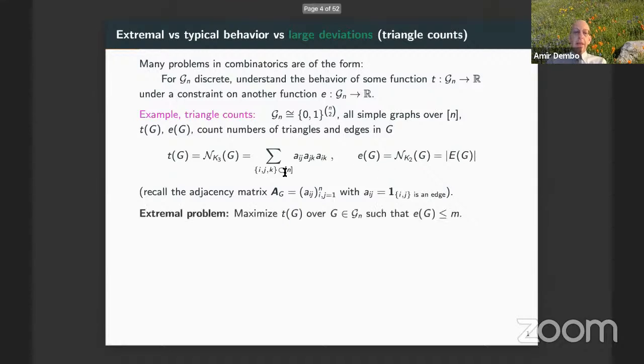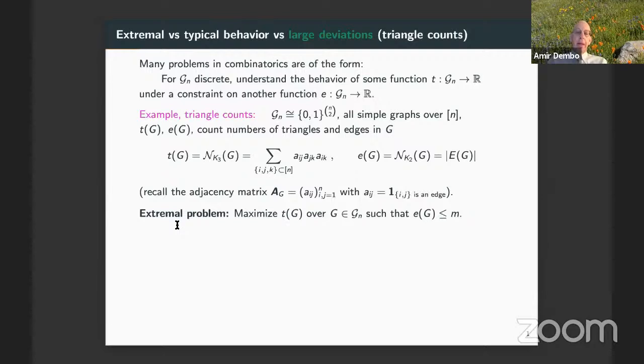We will be interested in extremal combinatorics. One may be interested in maximizing T of G, the number of triangles, over all the graphs with a specified upper bound on the number of edges. The upper bound on the number of edges here is important because if you do not put it, then of course a complete graph will have the maximum number of triangles and the problem trivializes. So you're interested in graphs which manage to do a lot of T under some constraint on E. That's the extremal problem in combinatorics. We will not go in that direction.